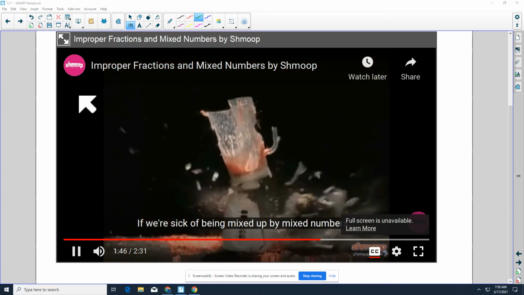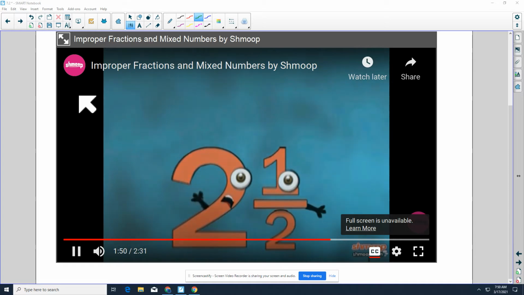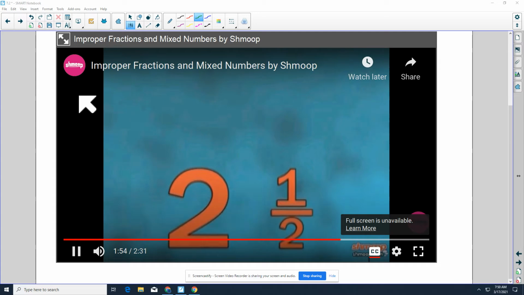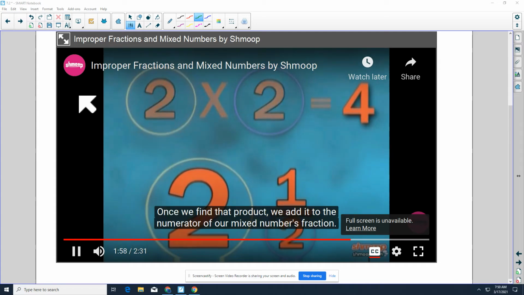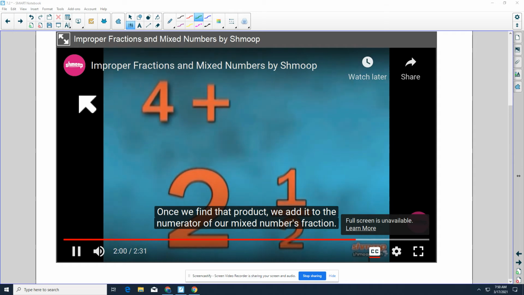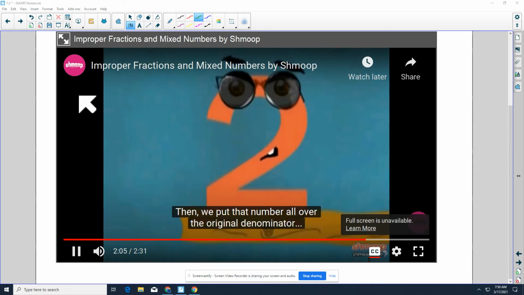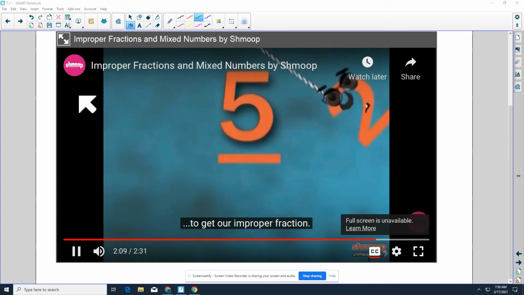If we're sick of being mixed up by mixed numbers, we can change them back into improper fractions too. Since we divided to change them, let's multiply to change them back. First, we multiply the denominator by the whole number. Once we find that product, we add it to the numerator of our mixed number's fraction. Then we put that number all over the original denominator to get our improper fraction.